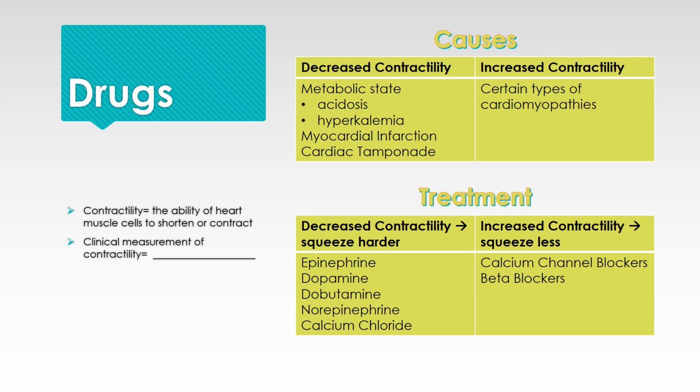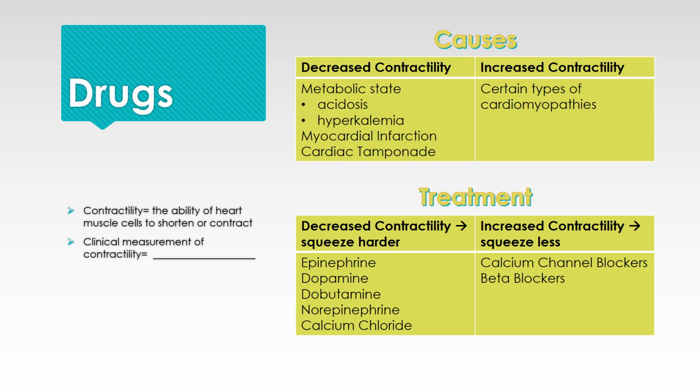For treatment, just making it simple again. If we have a decrease in contractility, right? If our heart is not squeezing enough, we need to give them drugs to make the heart squeeze harder. And how do we do this? We do this with epinephrine, dopamine, dobutamine, norepinephrine, which is Levophed, and calcium chloride. All of these are inotropic drugs, really helping that heart squeeze.